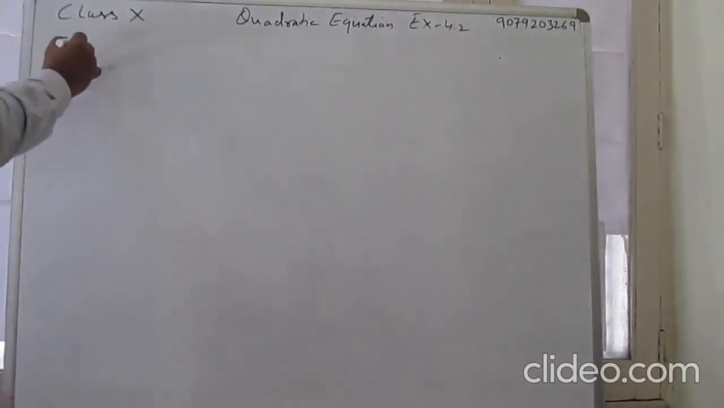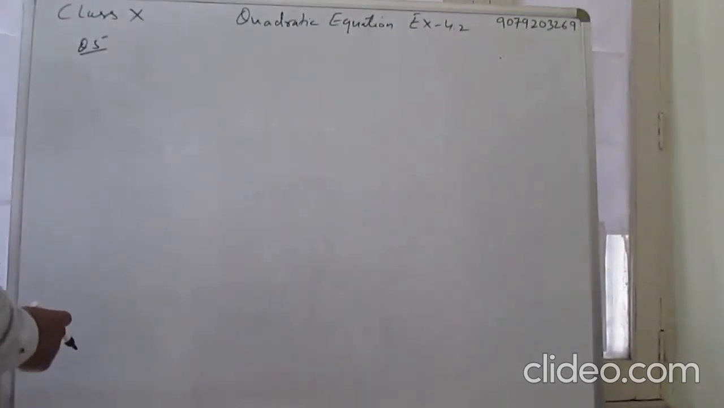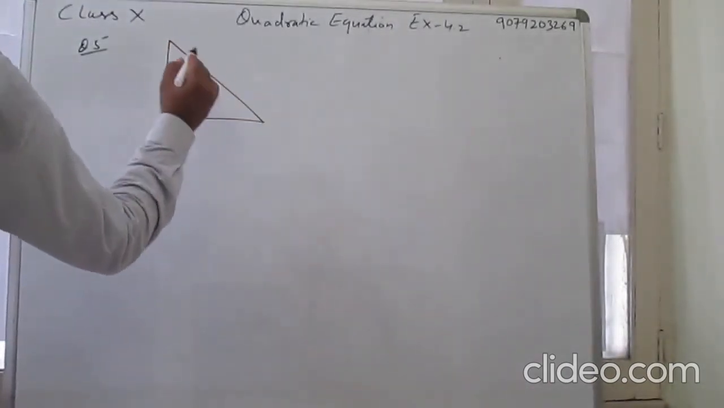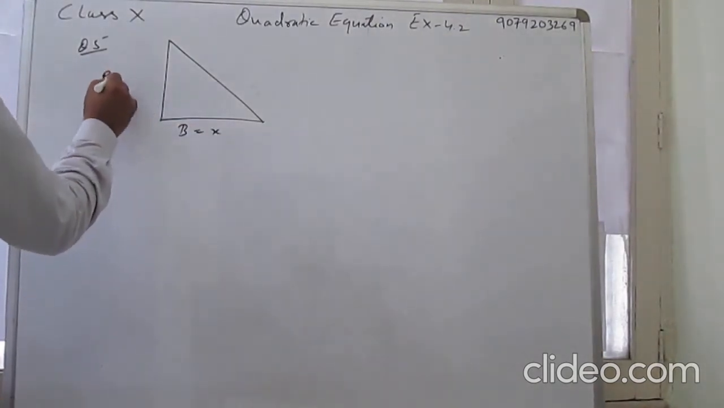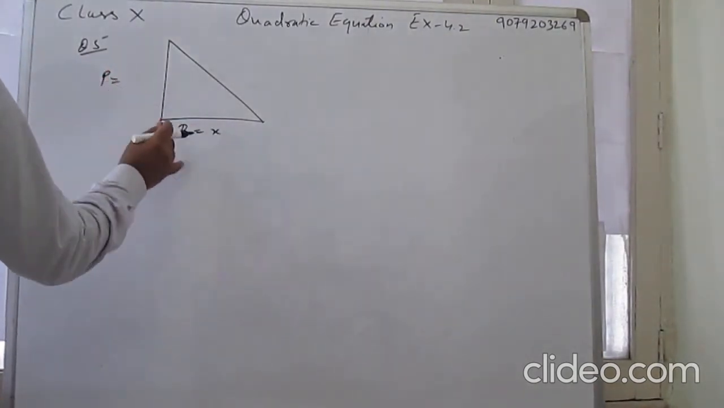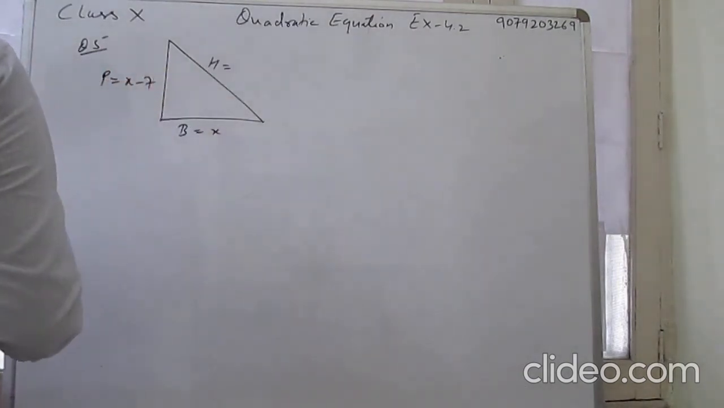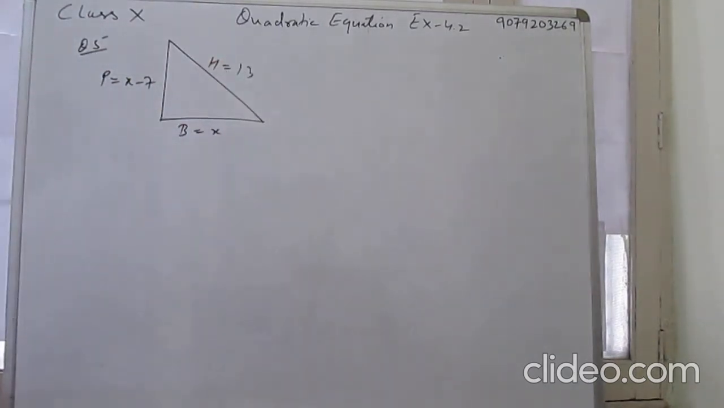Question 5. The altitude of a right triangle is 7 cm less than its base. If the hypotenuse is 13, find the other two sides. This is a right triangle. So let the base is x, altitude is how much less than its base, x minus 7, and hypotenuse is given to you 13. So find the other two sides.